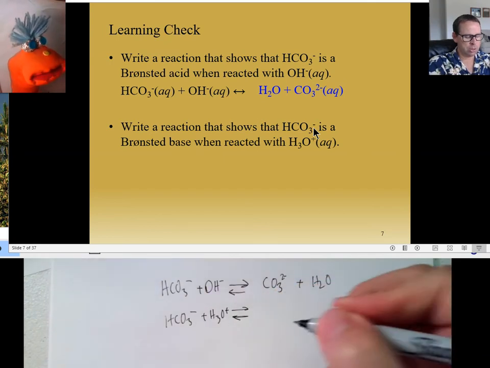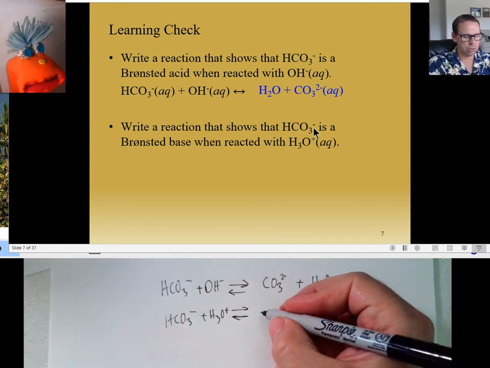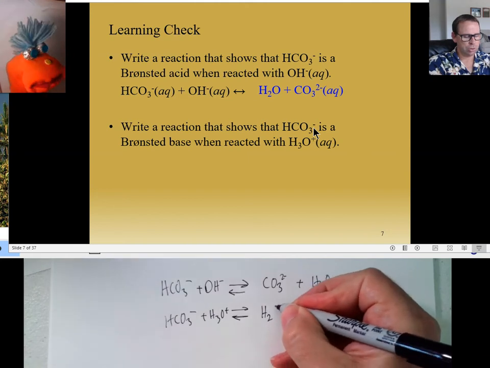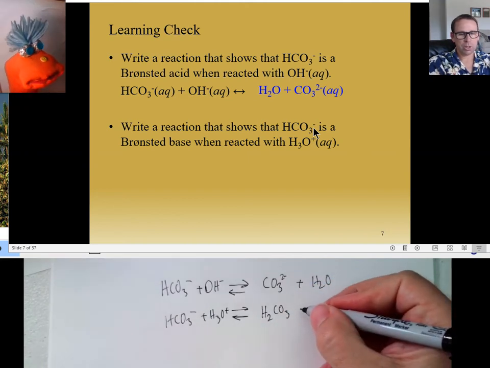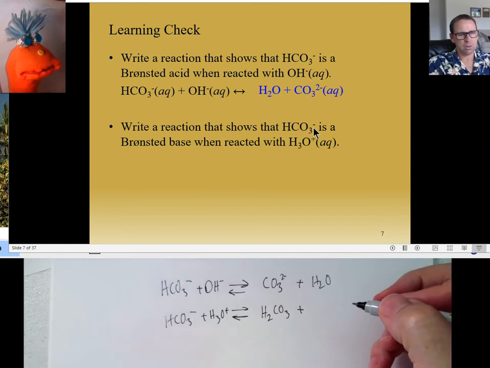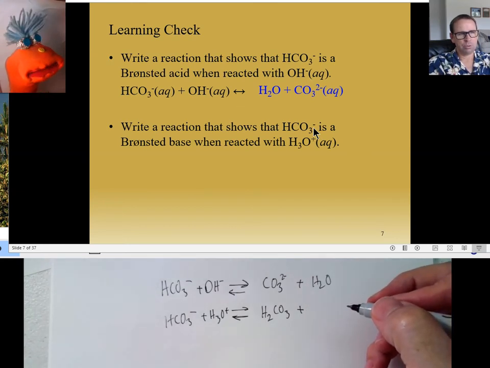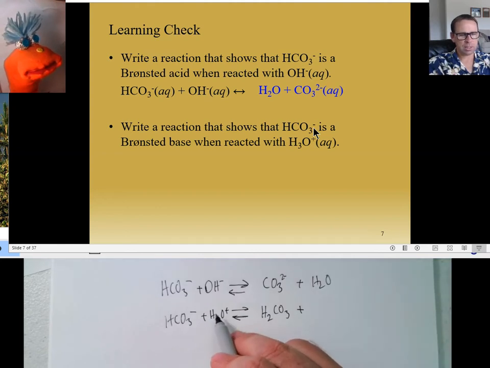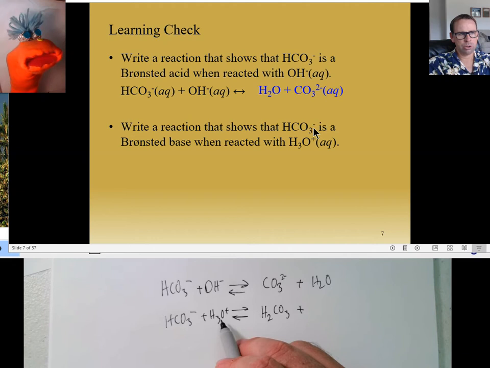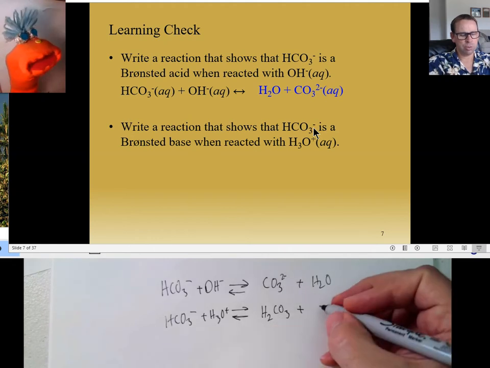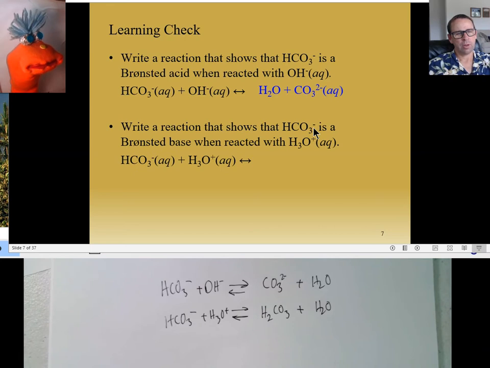And if it's going to behave like a base, it's going to get a proton. So H2CO3, like that. Very good, excellent. And what's left behind? Well, this is H3O+, and it's going to do what? Oh, it just loses a proton, so H2O. That's right, H2O. Very good, excellent. So here we show that HCO3-, the bicarbonate ion, is amphoteric. It can give a proton, or it can take a proton.